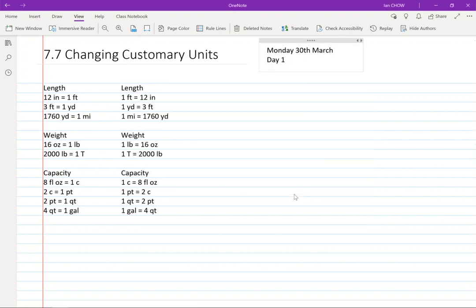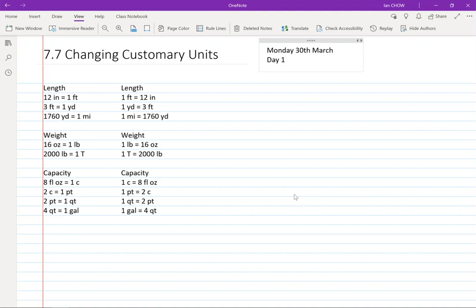Hi grade 7, so today we are continuing with lesson 7.7, which is changing customary units. This lesson is probably going to be a little bit more confusing than the previous lesson 7.6 because we're going to have to do some more calculations in customary units.